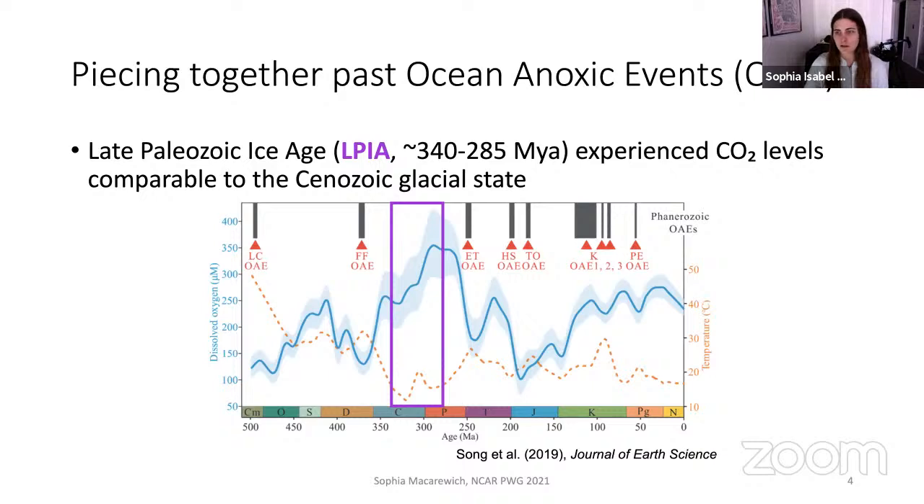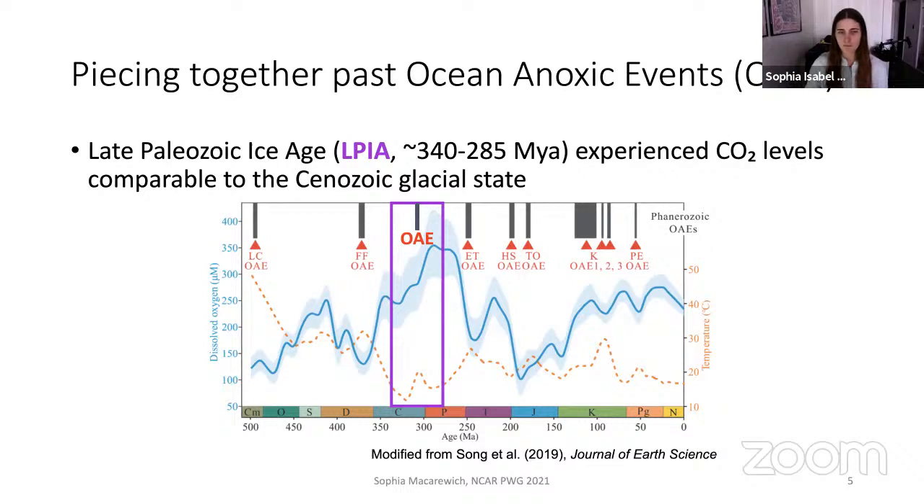That brings us to the Earth's penultimate icehouse, or the Late Paleozoic Ice Age, which spanned from about 340 to 285 million years ago. During this time period, we experienced CO2 levels that are more comparable to the Cenozoic glacial state. We also experienced oxygen levels that were some of the highest for the Phanerozoic. But amidst these extremely high oxygen levels, there is evidence for an ocean anoxic event during this time period.